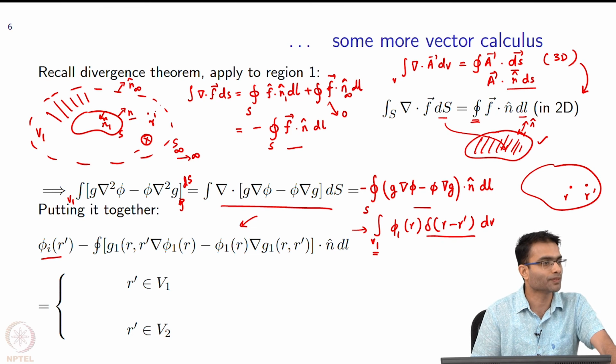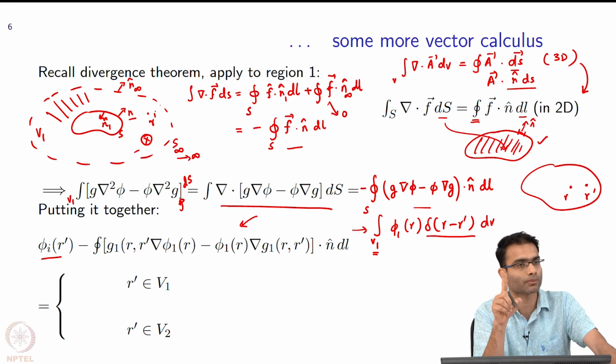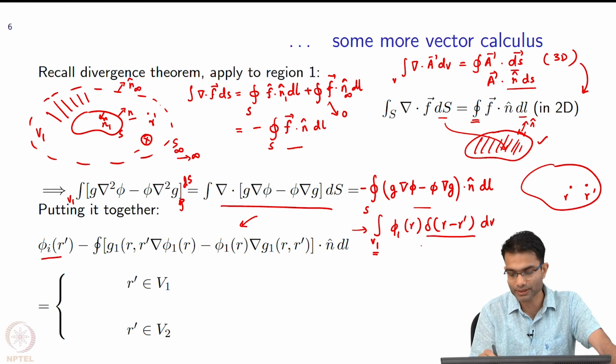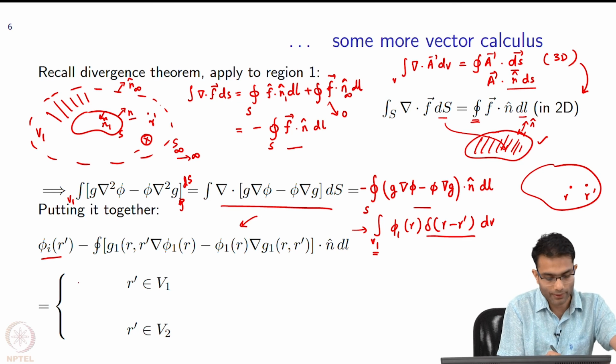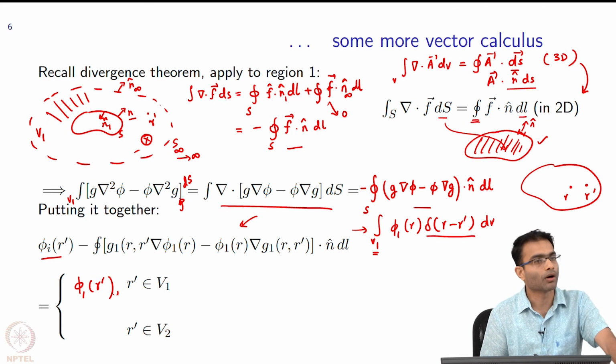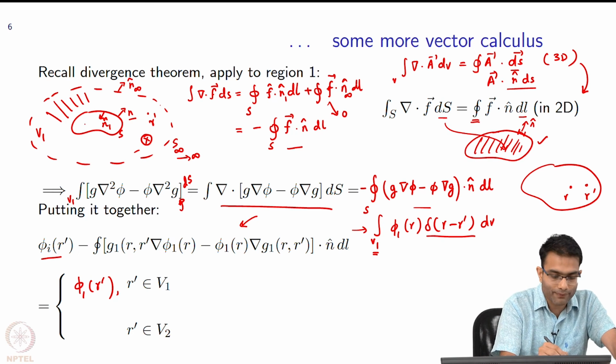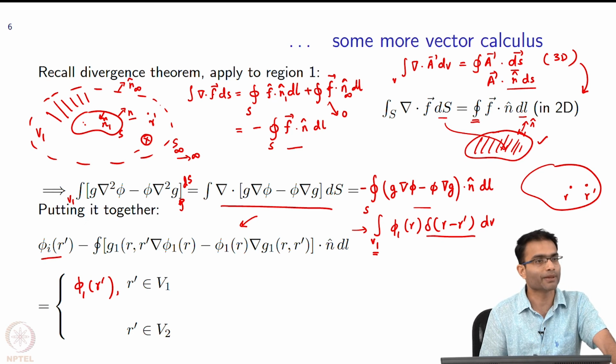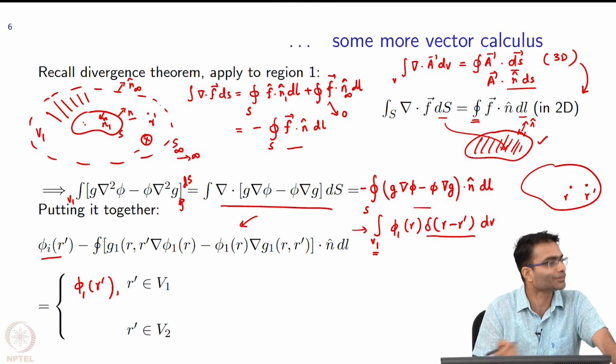If r prime is in V1, that means r prime is, let us say, here, and I am integrating over that volume which contains r prime. That means there will be one point where r is equal to r prime, and when I integrate the delta function over that volume, what will happen to this integral? I will get phi 1 of r prime, exactly. On the other hand, if r prime were inside here and I am integrating over V1, what will happen? What is the value of the delta function? It is 0 everywhere, right.